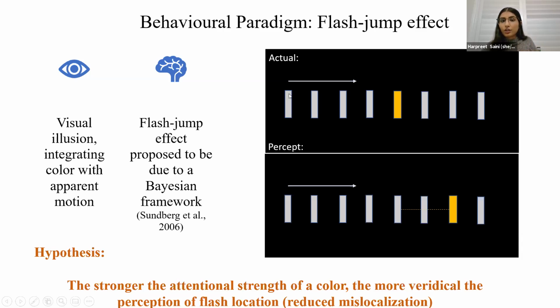So if this flash occurred at the first bar, given that color and motion are processed in different systems and at different rates, the color information would be processed slower, so it would be mislocalized or misbound to a later occurring bar somewhere down the sequence. So I would probably expect that this effect would still persist.